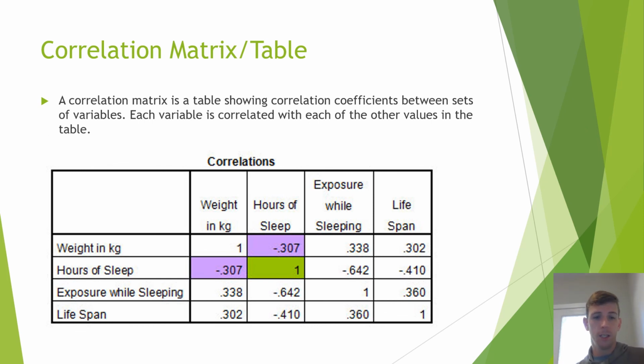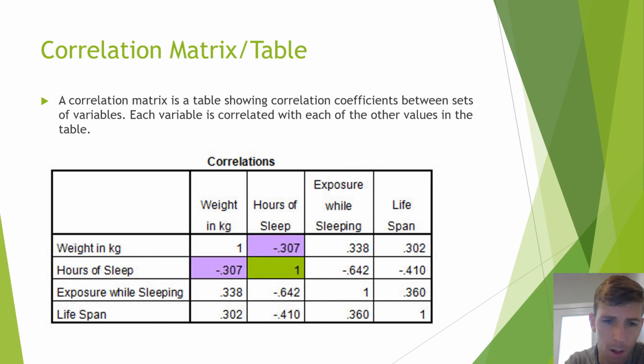Okay, this is just something called a correlation matrix or a correlation table. All it is just showing the correlation coefficients between multiple variables. So basically, they have a few different sets. They've calculated people's weight, hours of sleep, I forget what this was from, some kind of exposure while sleeping, and their corresponding lifespan.